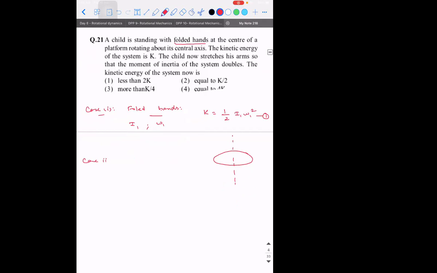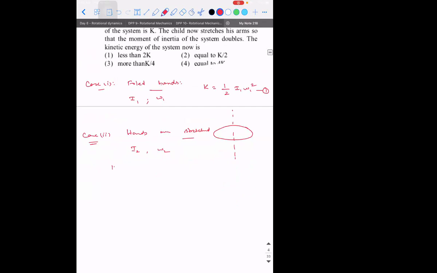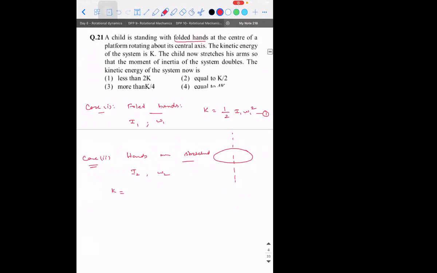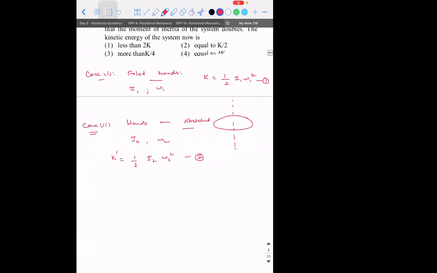In case 2, what is happening? When the hands are stretched, the moment of inertia is I2 and the angular velocity is omega 2. The moment of inertia of the system doubles. The K dash is equal to what? Half I2 omega 2 square. But they have given us an information. What is that? The moment of inertia has got doubled. Let me call this equation number 2.